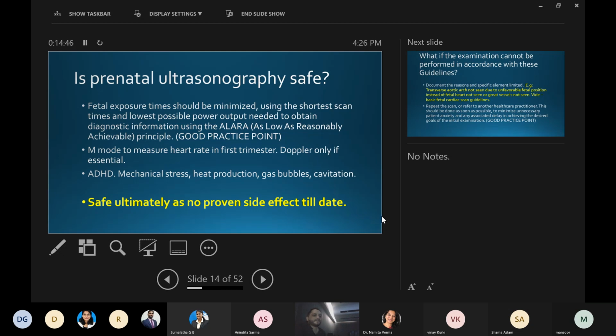Now, talking about safety of ultrasound in pregnancy. There are many different comments from different people that it can cause ADHD, attention deficit hyperactive disorder in the baby. For the mother, it can cause mechanical stress leading to heat production, gas bubbles, and cavitations. And therefore, they have put ALARA, as low as reasonably achievable. That is, scan time should be as short as possible. But don't worry about all these things because none of these have been proven. So till date, there is not even a single side effect of ultrasound which has been proven. So ultrasound remains a very safe modality for scanning in pregnancy.